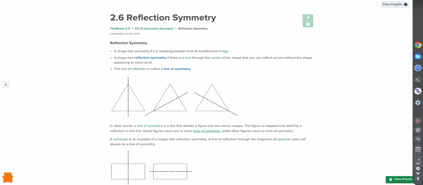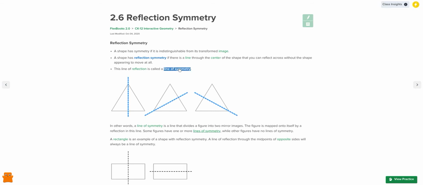So we're looking at 2.6, reflection symmetry. You can take a look at these images and see what symmetry looks like. We have a line of symmetry that's going straight down the middle of a shape. I'm just using imprecise language, but as you can see, it's going straight down the middle, or bisecting, the triangles. And so you can also see how each side maps to the other side.